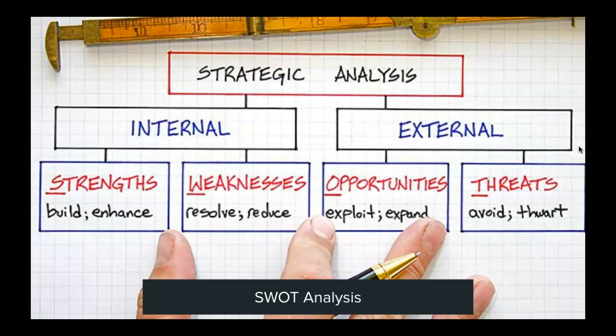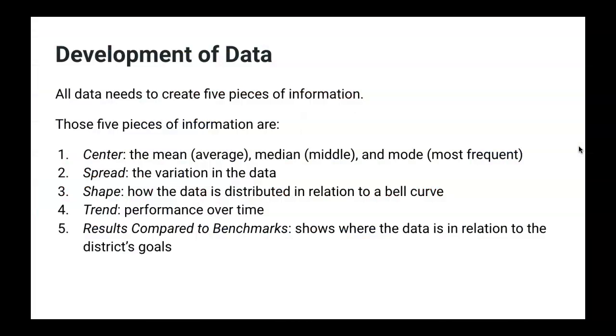So this is that SWOT analysis. You've got your strategic analysis up top, which is then broken down into internal and external. And then within internal, we have what are our strengths that we can build on and enhance, and weaknesses that we want to take away from or resolve. And then on external, we've got the opportunities. How can we expand those? And then threats. How can we get rid of those, or how can we just truly avoid them?